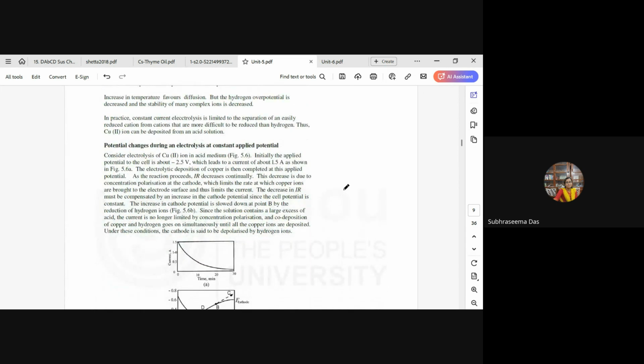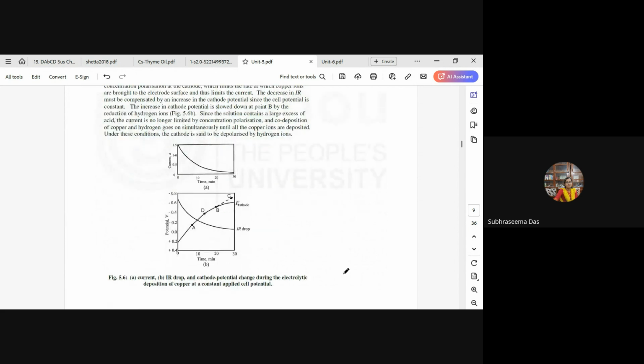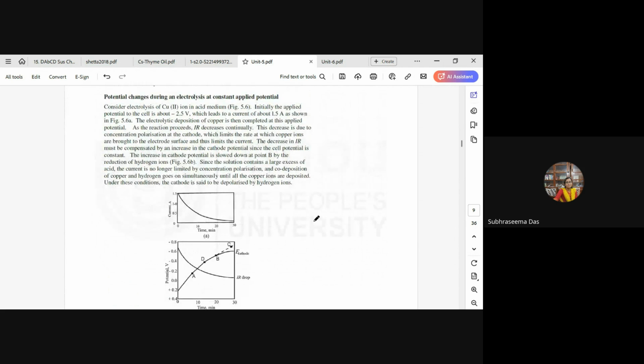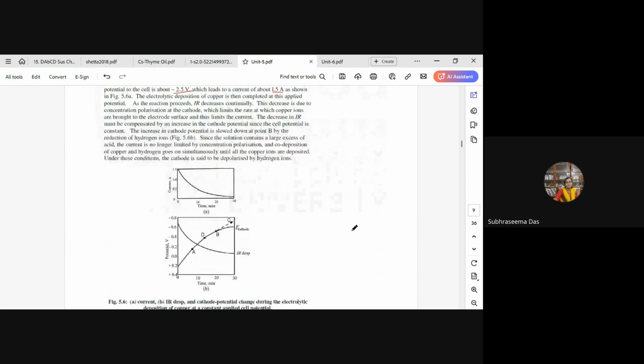Then coming to the potential changes during electrolysis at constant applied potential. Now let us consider the electrolysis of Cu2+ ion in acidic medium, shown in figure 5.6. So initially the applied potential to the cell is about minus 2.5 volt, which leads to a current of about 1.5 amperes, as shown in figure 5.6a.